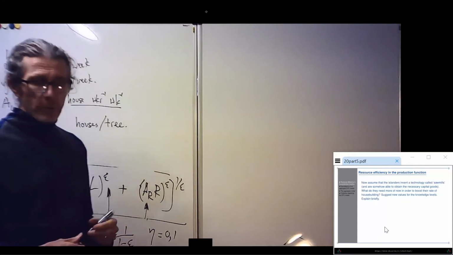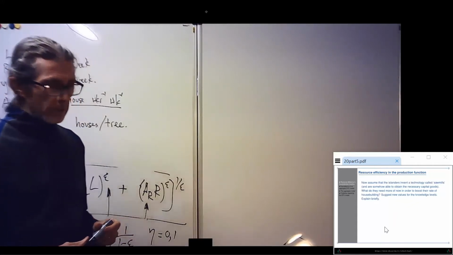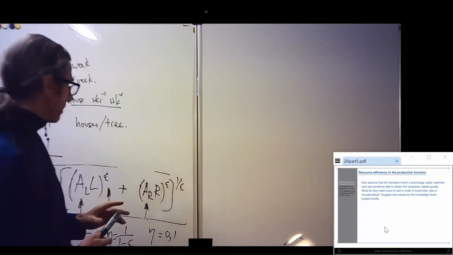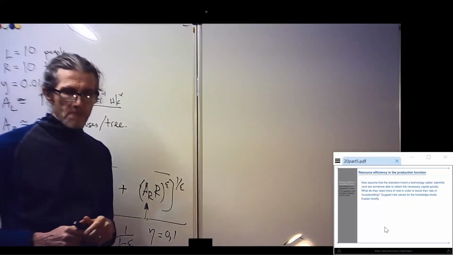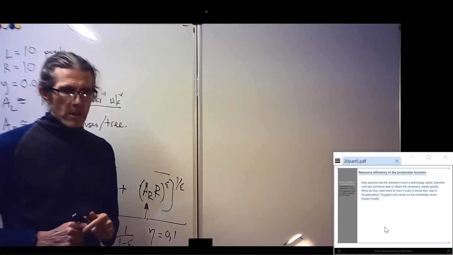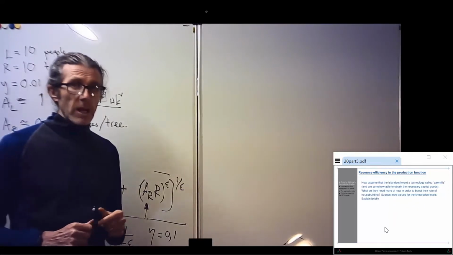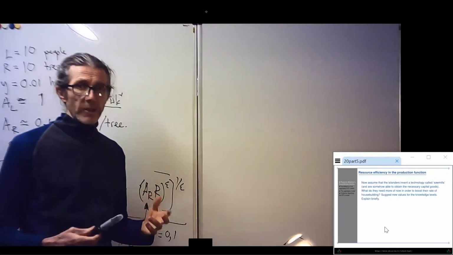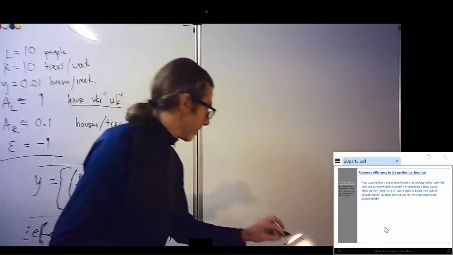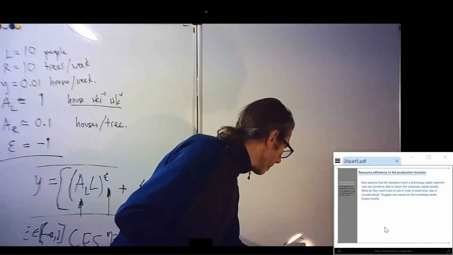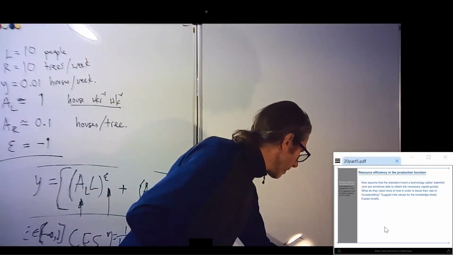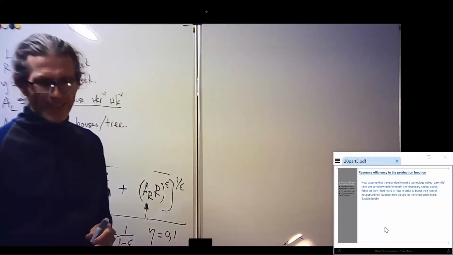Another one for the study questions that I hadn't thought about is what happens if you have a better house building technology, so you only need half the number of planks. Make a note of that, and I can put it in the study questions.